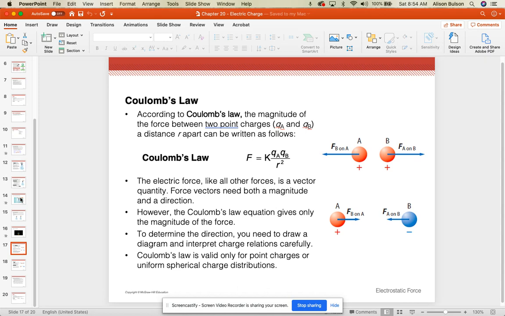The electric force, like all other forces, is a vector quantity. Force vectors need a magnitude and a direction. However, that equation above really only gives the magnitude of the force, the amount of force. To determine direction, you need to draw a diagram and interpret the charge relations carefully. Are they both the same charge? Repulsive. Are they opposite charges? Attractive. Coulomb's law is valid only for point charges or for uniform spherical charge distributions. It gets much more complicated if they're blobs of weird shape or extended objects.